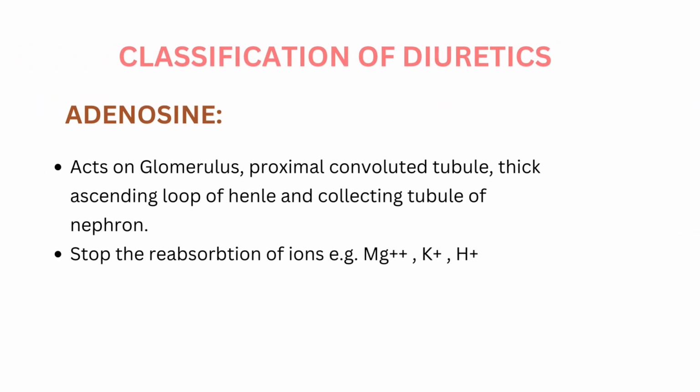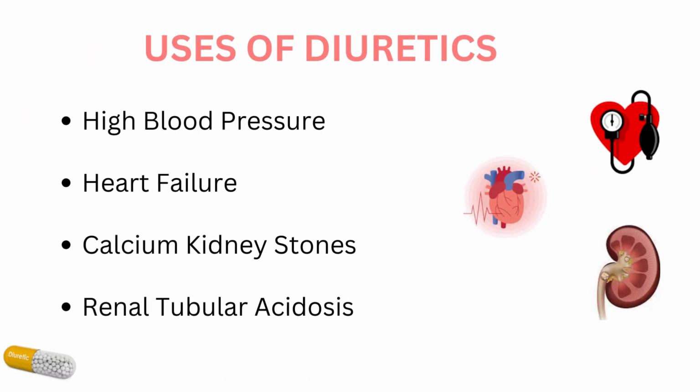Adenosine acts on the glomerulus, proximal convoluted tubule, thick ascending loop of Henle, and collecting tubule of the nephron. It stops the reabsorption of ions, for example, magnesium, hydrogen ion. Diuretics are indicated in the treatment of high blood pressure, heart failure, calcium kidney stones, renal tubular acidosis.